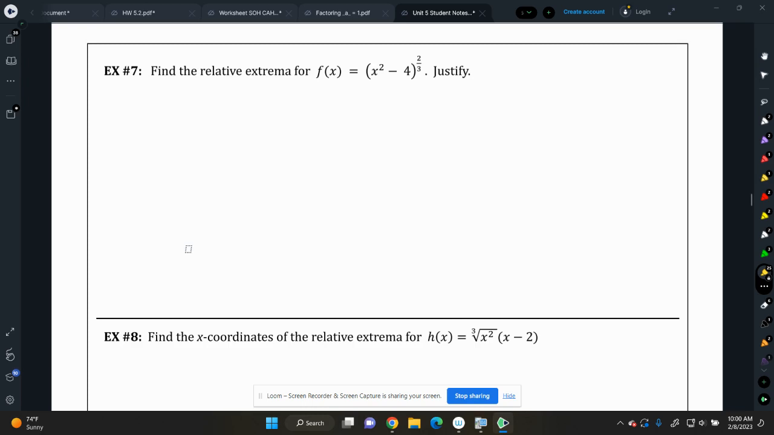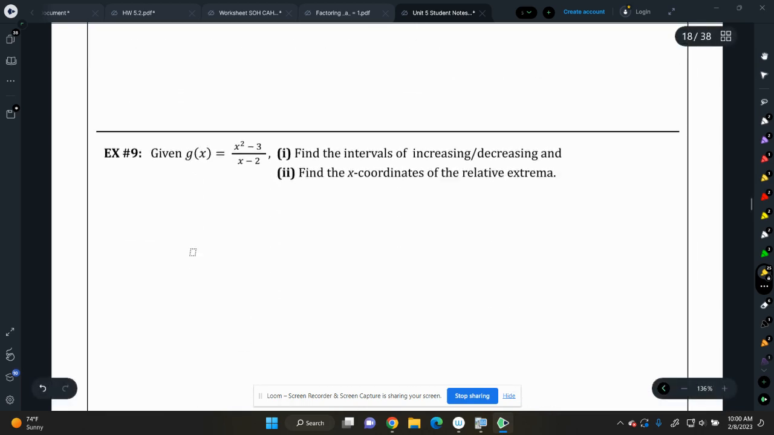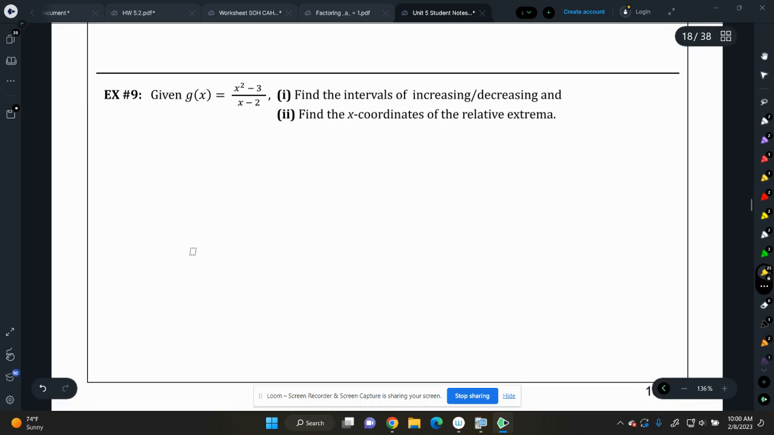Okay, I said we're going to move on, but I want to do this one example for you. Let's look at example 9 together. We won't work through the entire thing, but this one is a little bit different.